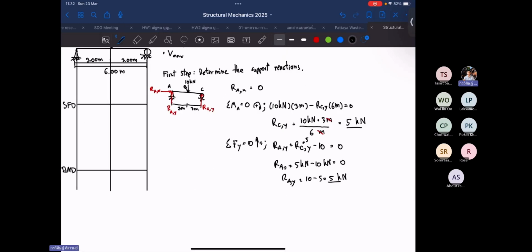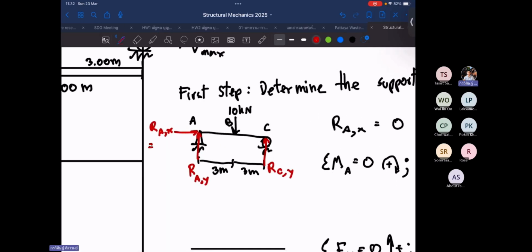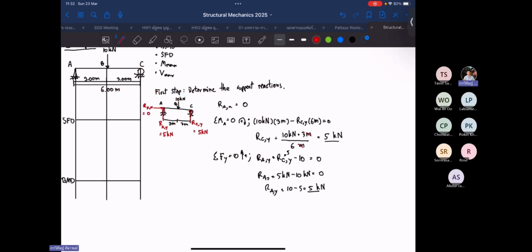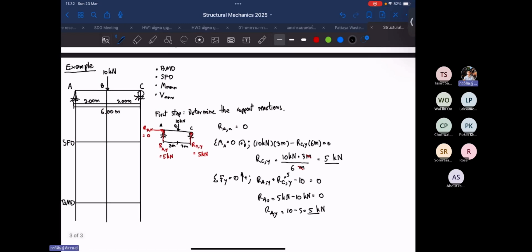Now we know that the support reaction consists of these values: RAX equal to 0, RAY equal to 5 kilonewton, and RCY equal to 5 kilonewton. Like this. This one we have done in midterm one. To determine the support reaction, who has any question or any concern? If you cannot determine the support reaction, you cannot do the rest, because the rest require this support reaction as input.